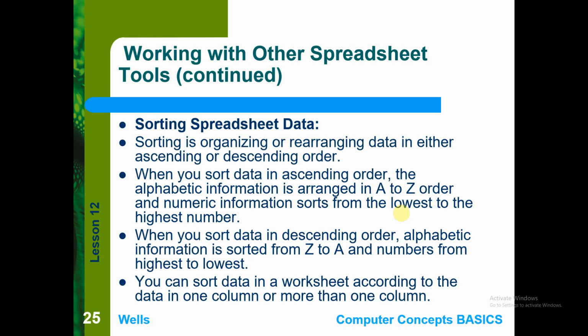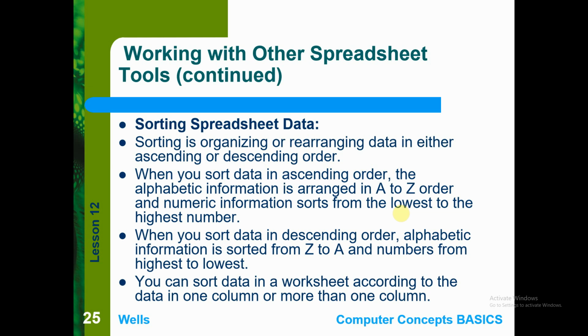So in sorting, this is the term: organizing or rearranging data in either ascending or descending order. When you sort data in ascending order, the alphabetic information is arranged from A to Z, alphabetical over numeric information, from lowest to highest number for numeric. If descending, it is the opposite: Z to A, and numbers from highest to lowest.